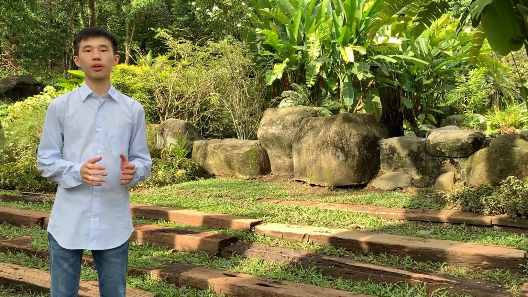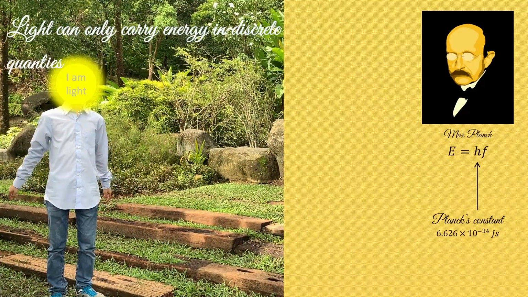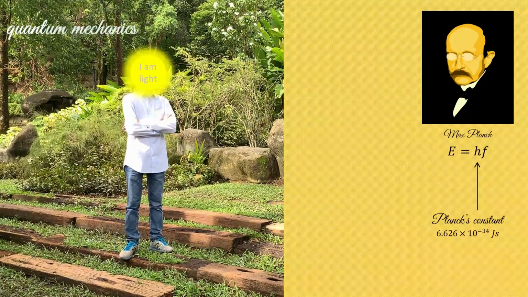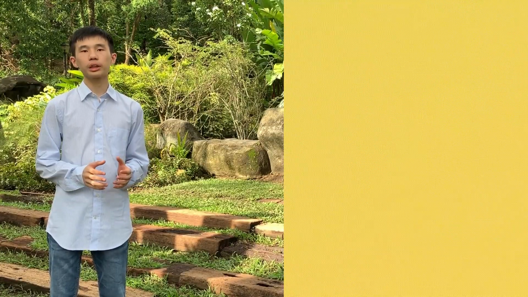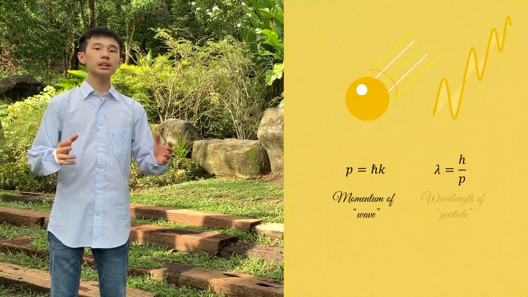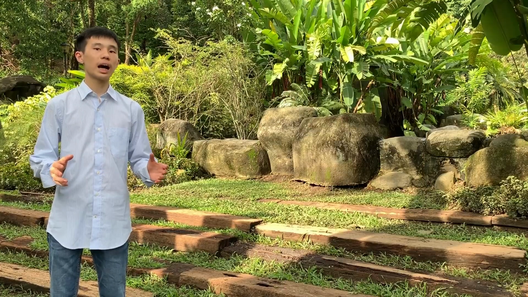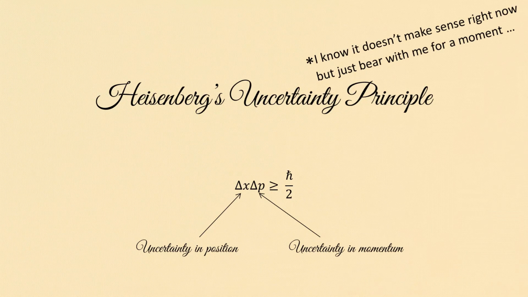Here's a bit of history for context. In 1900, Max Planck discovered that light could only carry energy in discrete quantities, quanta. Quantum mechanics is born. We soon discovered that tiny objects such as a photon or electron behave both like a particle and a wave. This led to many implications, including Heisenberg's uncertainty principle, which tells us that you can never exactly know the position and momentum of a particle at the same time.